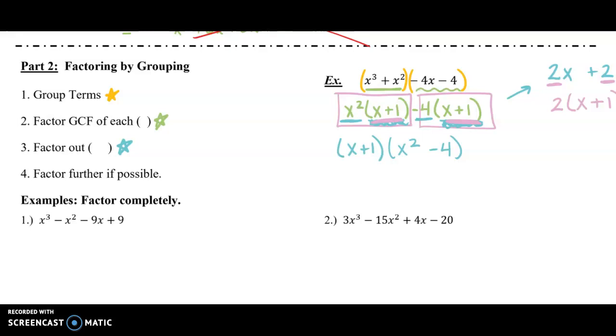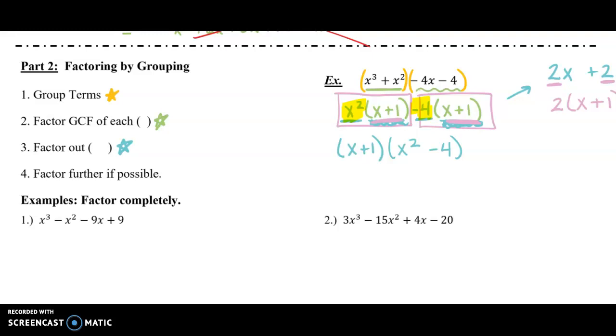Okay, guys, so obviously we left off where we had factored out the x plus 1 because that was a common term, and we were left with x squared minus 4. The x squared minus 4, again, came from what was left over in those two terms when I factored out the x plus 1.